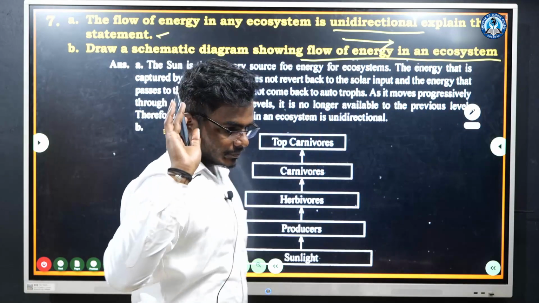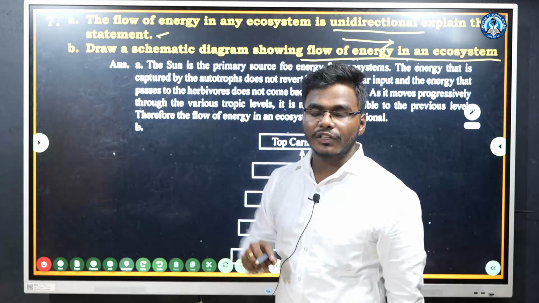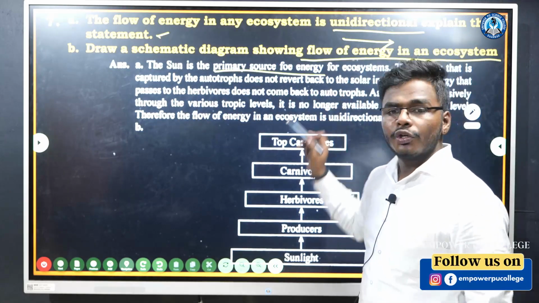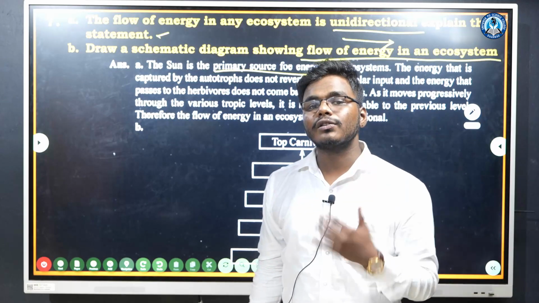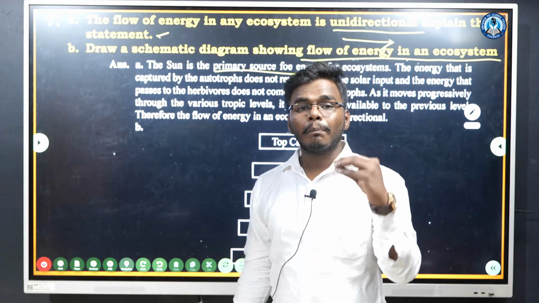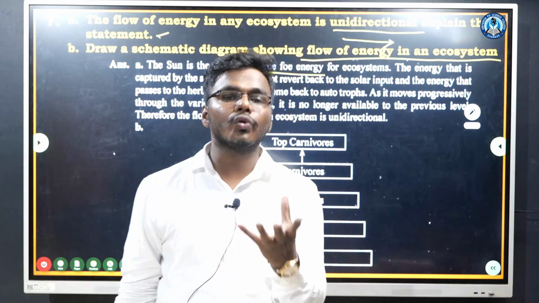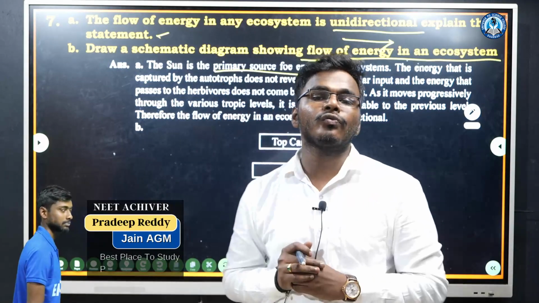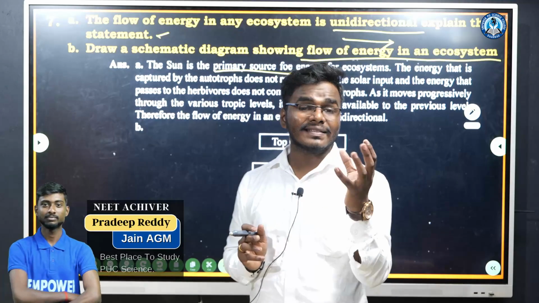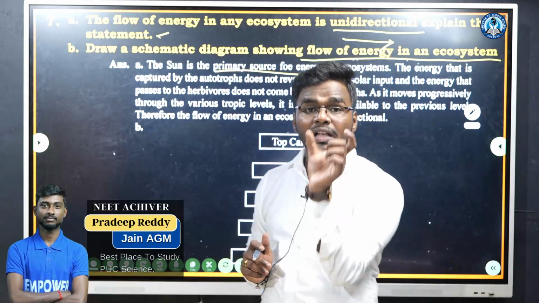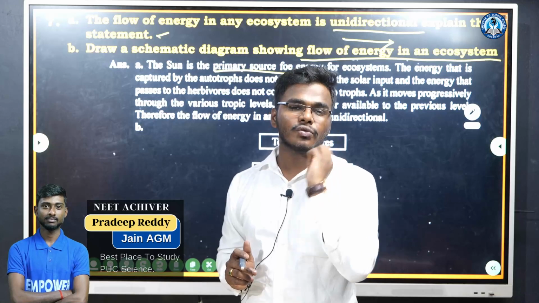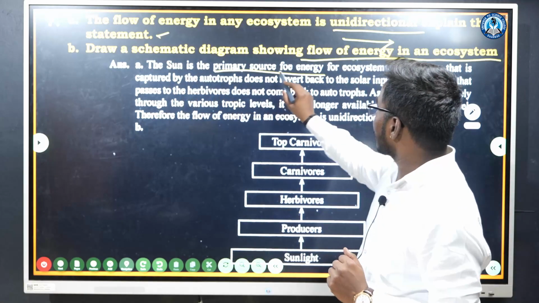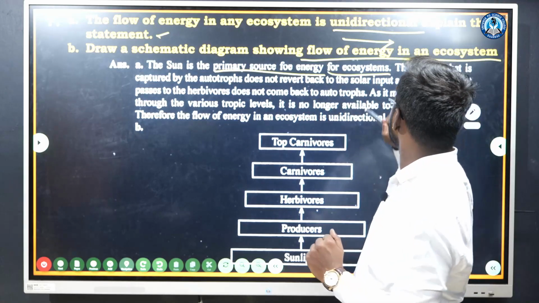Now listen here. The answer for this question is, the sun is the primary source of energy. Do you all agree? We are also dependent on the sun. The plants, especially the autotrophs. What are autotrophs? The organisms which synthesize their own food using carbon dioxide, sunlight and water. Sunlight is the main source of energy for the production of food. The sun is the primary source of energy for ecosystems.